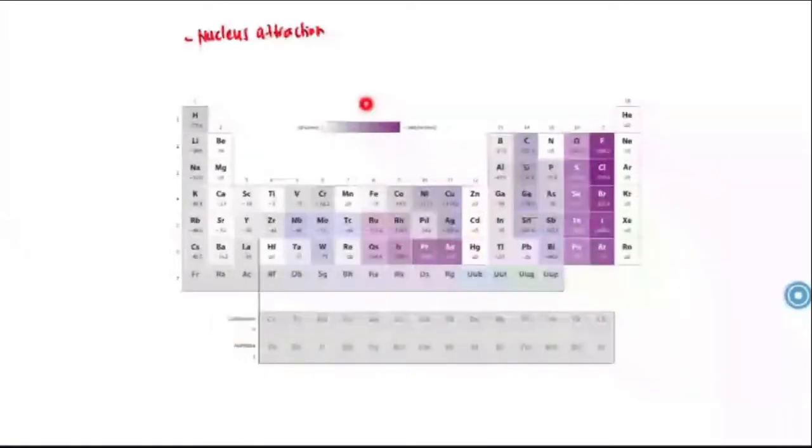So how about the trends? We know that electronegativity strictly depends on the nucleus attraction. Across a period, the nucleus attraction is getting stronger from left to right. And then what happens to the electronegativity? Increase. How about down a group? The nucleus attraction down a group is weaker. So how about the electronegativity? Decrease.